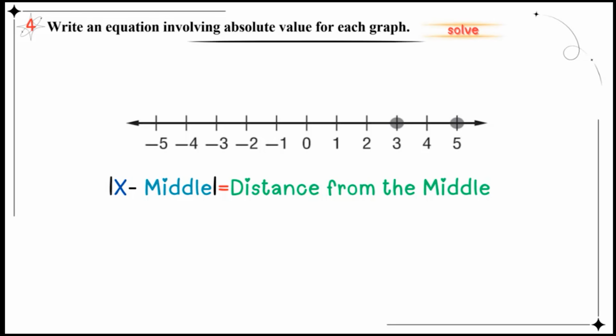Question number 4. Where are the two solutions here? 3 and 5. Okay, where is the middle? Okay, the middle here is 4. Then we write absolute x minus 4 equal.